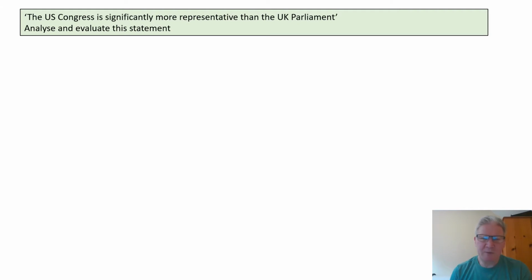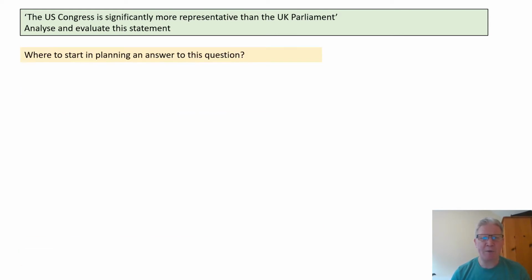This question, which is based around the statement "the US Congress is significantly more representative than the UK Parliament", I've chosen because it's pretty nasty, really. What you'd have to do is make sure you had a plan about how you'd answer this type of question and know what you could hang it on. So how would we go about answering the question?